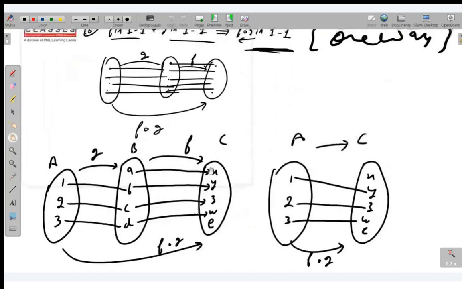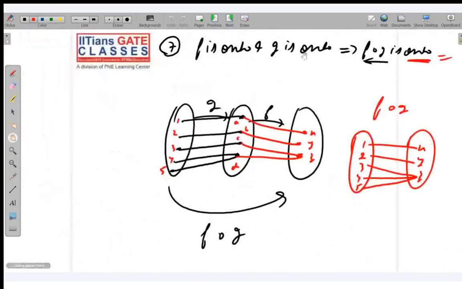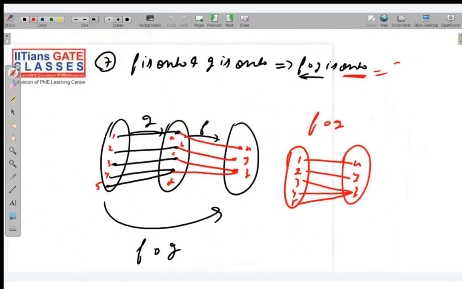Similarly, in the next slide, if f is onto and g is onto, then f o g is also onto, and this was also a one-way theorem. Anyway, I will prove why it is one way. Simply, I have proved this: f is onto, g is onto, so f o g was onto.